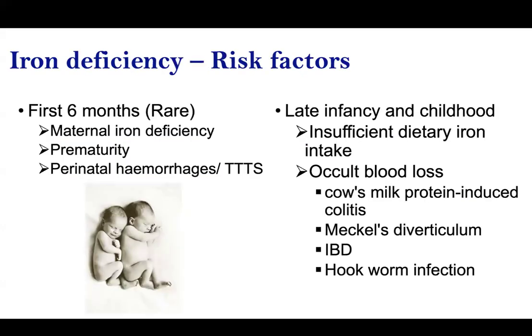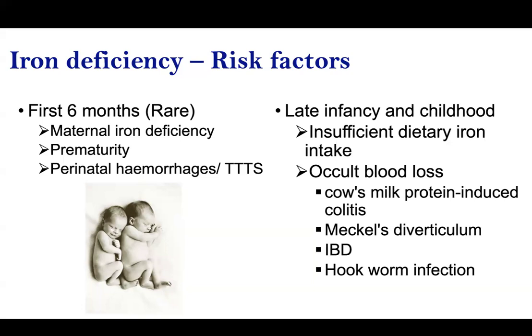Regarding the risk factors for iron deficiency, in less than 6 months, iron deficiency anemia is extremely rare, so I don't think you have to worry too much about those. The prevalence increases after 6 months. Late infancy and the first 2 years are the high risk groups. Most commonly it is due to poor weaning with iron-less food, insufficient dietary iron intake.